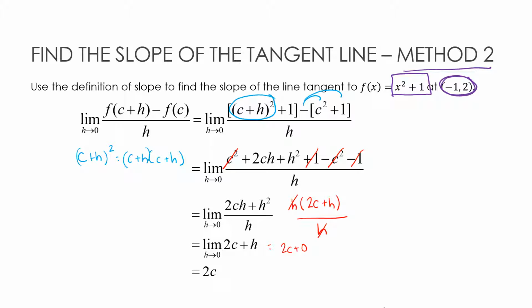However, I have not answered the question that was asked. So I did a lot of work, but I haven't answered the question that was asked. The question that was asked is, what is the slope of the line tangent to f of x at -1, 2? Well, now I can say the slope is 2c, where c is whatever my x value was. So my slope is -2. So again, you might be thinking, well, that's stupid because I just did all that work, then I had to actually do extra work. But in my next example, you'll see where method 2 might come into play and be an easier method.